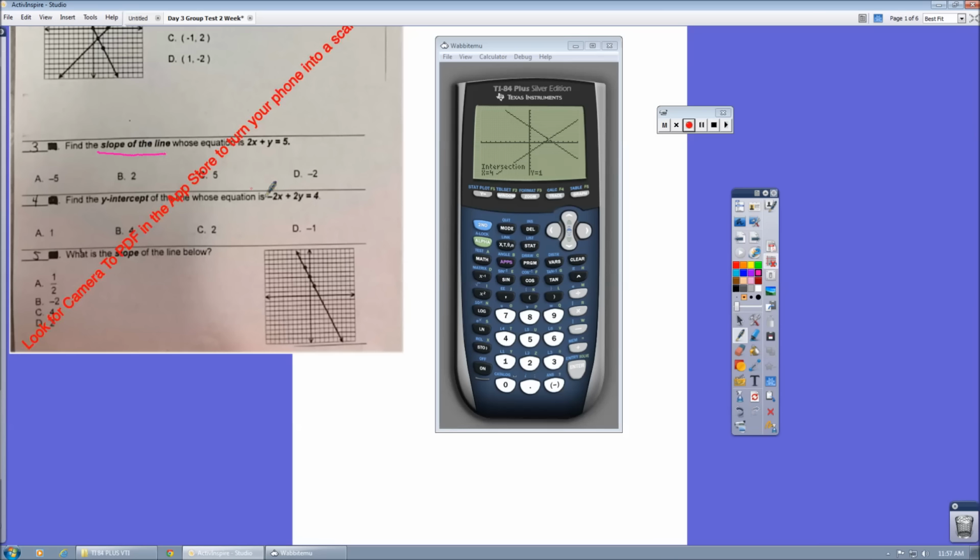Number 3, find the slope of a line. Slope of a line, y equals mx plus b. You probably remember the song, y equals mx plus b. And if you don't, look it up on YouTube. Some guy made it. It's awesome.